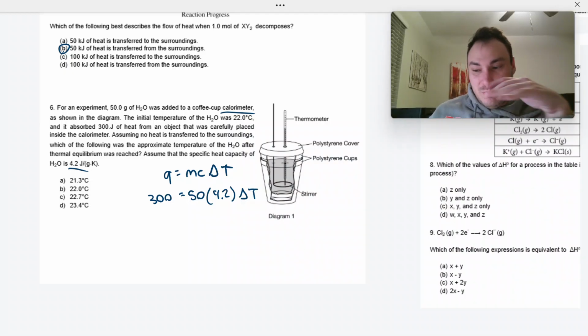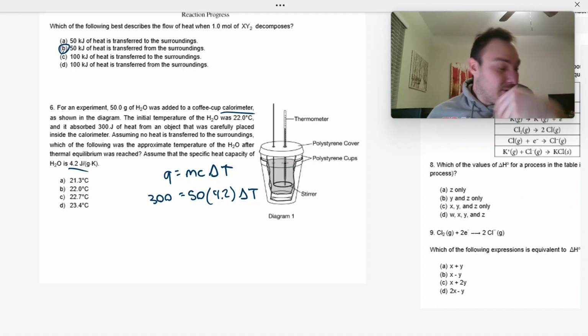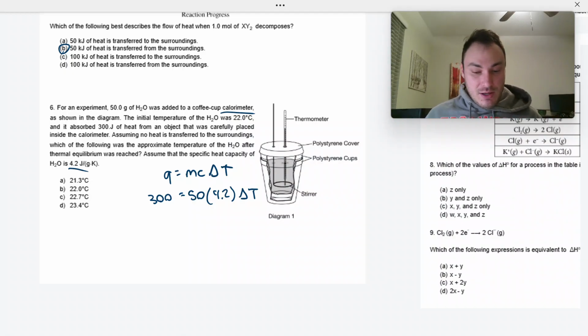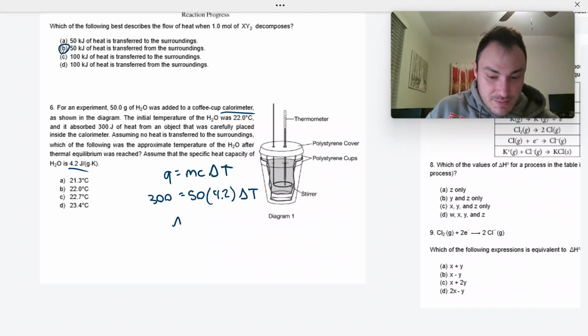Some people like to just put in the T final minus T initial. I don't like to do that. I just like to solve for it. So let's solve for delta T. We get 300 divided by 50 times 4.2. Delta T is equal to 1.43 degrees Celsius.